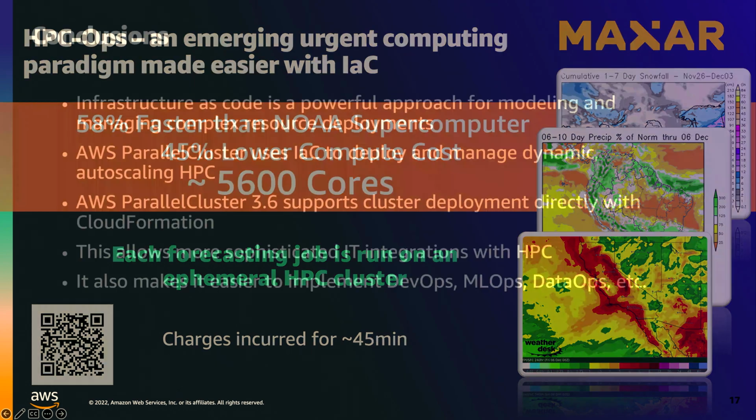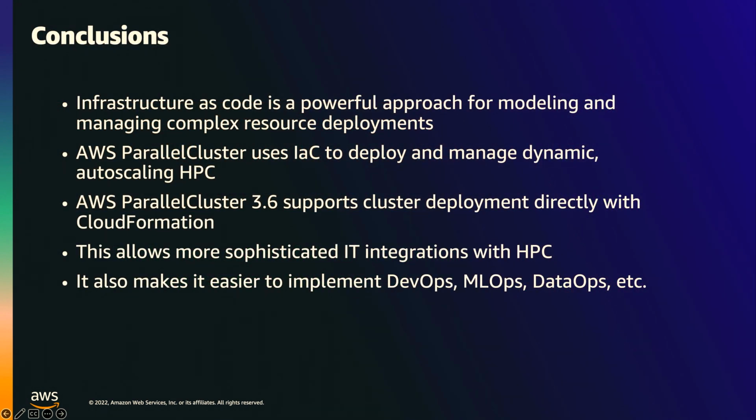developer operations. So to conclude, infrastructure as code is a really powerful approach. You can use it for modeling and managing complex resource deployments. AWS Parallel Cluster, which is a cluster management tool, uses infrastructure as code to deploy and manage dynamic auto-scaling HPC. Parallel Cluster 3.6, out soon, will support cluster deployment directly using CloudFormation. This allows for more sophisticated integrations of your IT or complex IT environments and HPC, as opposed to having them kind of more walled off.